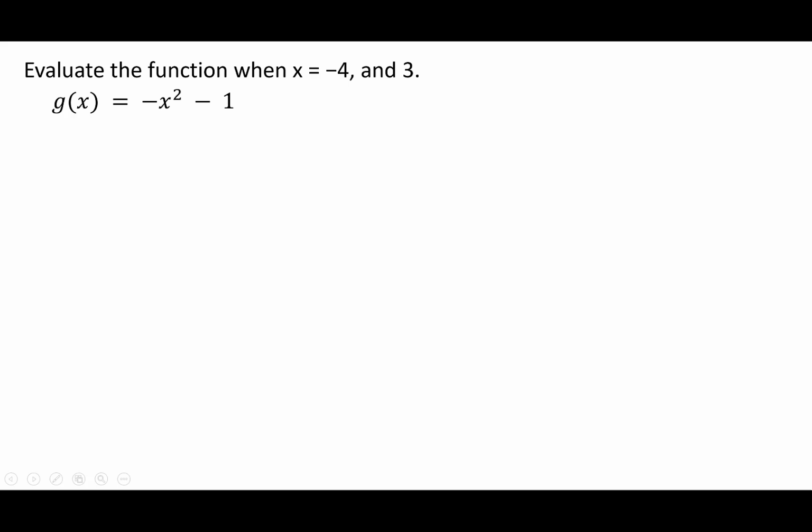All right, so we're looking at this one here. Evaluate the function when x is -4 and 3. So guys, again, all I'm doing is plugging in. I've got g of x is equal to -x squared minus 1. So let's start with the -4. So I'm plugging in -4 for x. Now notice, just because I have a negative here, this negative doesn't go anywhere. I still write it.